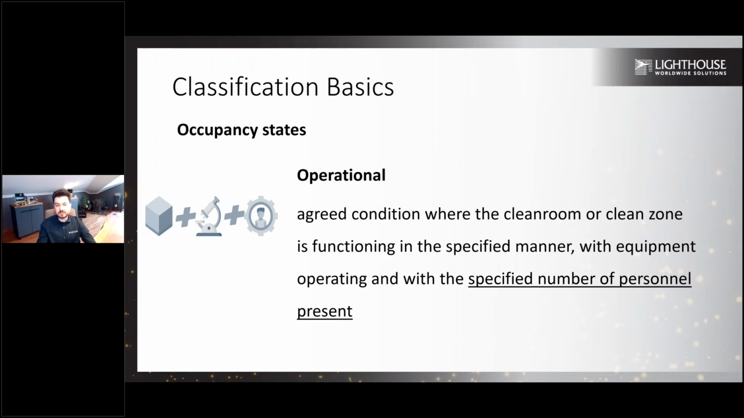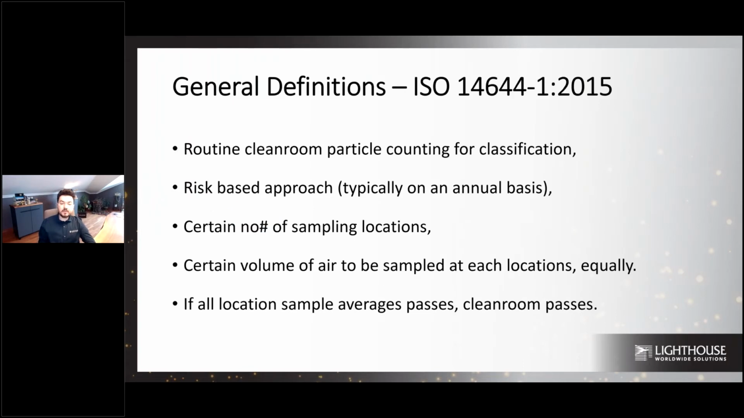So a couple of definitions that are made by the 2015 version of ISO 14644-1. One of them is routine cleanroom particle counting for classification, and the risk-based approach, typically on an annual basis. This is what the standard says. A certain number of sample locations to be defined, and a certain volume of air to be sampled at each location, and it will be equal for each and every location. If all locations' sample averages pass, the cleanroom passes. If you are failing in one zone, this means your cleanroom will fail too.